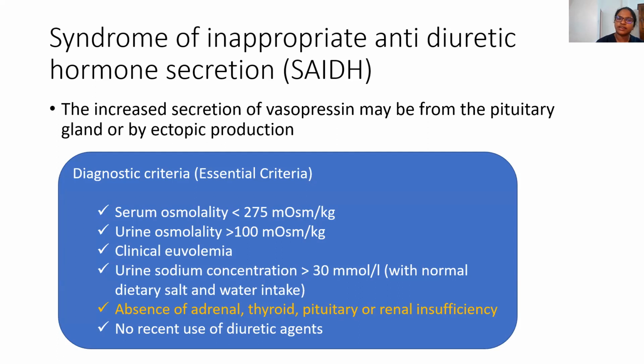So we have a few criteria to diagnose SIADH. The essential criteria are that serum osmolarity should be less than 275, which means it should be a true hyponatremia, and urine osmolarity should be more than 100. The patient should be clinically euvolemic, and urine sodium should be more than 30, and mind you, that is with normal dietary salt and water intake. And you have to exclude adrenal, thyroid, pituitary, or renal insufficiency. So in most patients with hyponatremia, you might need to do cortisol, TSH, and creatinine levels. And you have to exclude any recent use of diuretic agents.